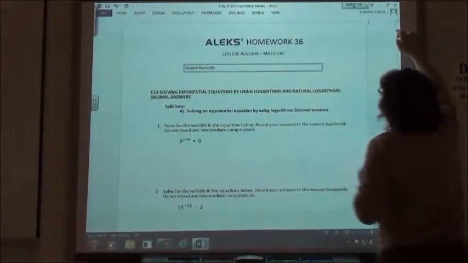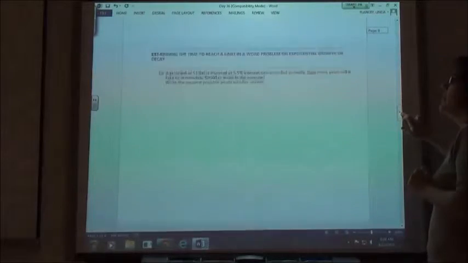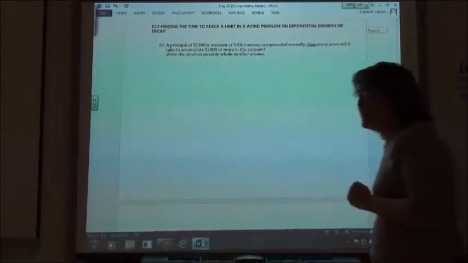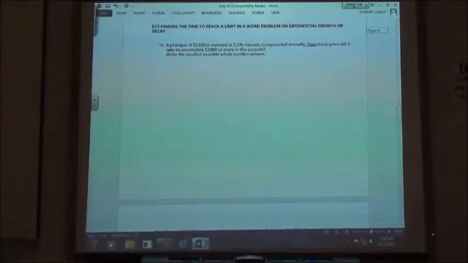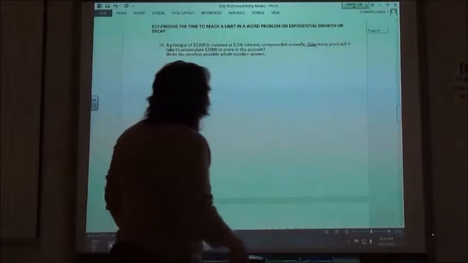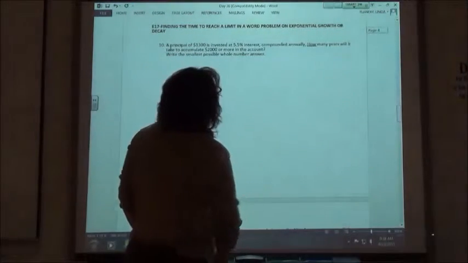We're going to have a last few word problems because why in the heck do we even do logarithmics and exponential functions? So we can figure out word problems. It says, a principal of $1,300 is invested at 5.5% compounded annually. How many years will it take to accumulate $2,000 or more in the account? Write the smallest possible whole number answer.